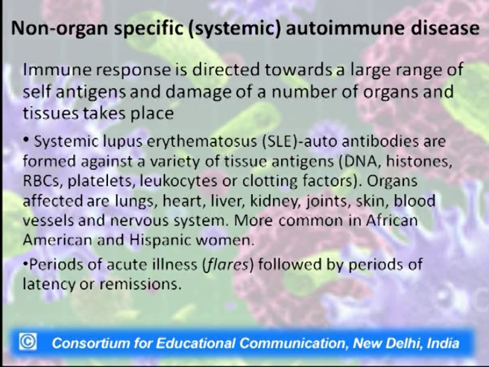Now, generally it has been found that in lupus there is a predominance of periods of acute illness which is called a flare, which is generally followed by a period of latency where there are not many symptoms and the disease is not too preponderant. It is called a remission period.